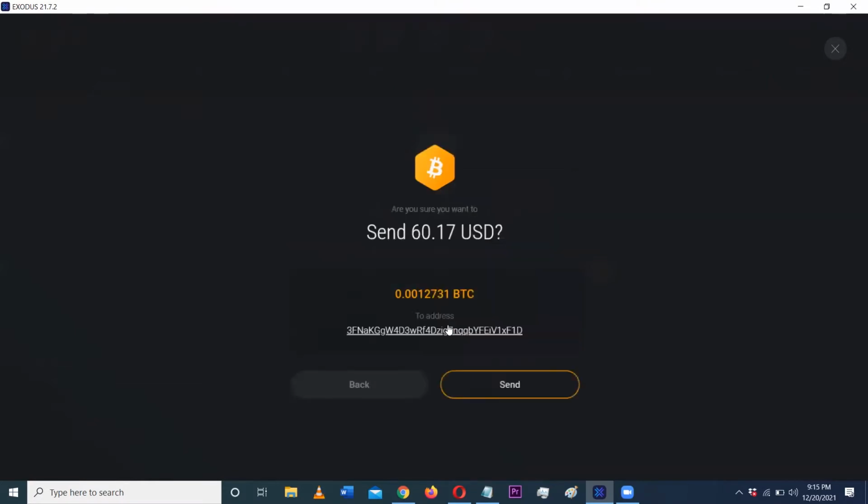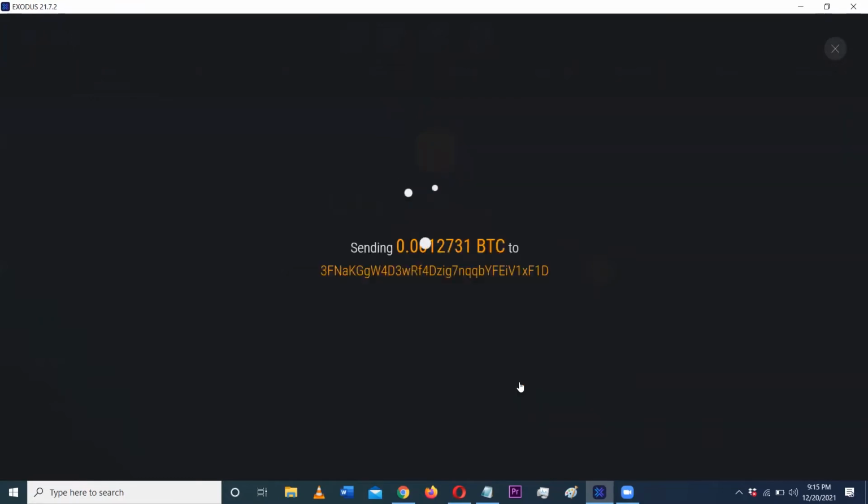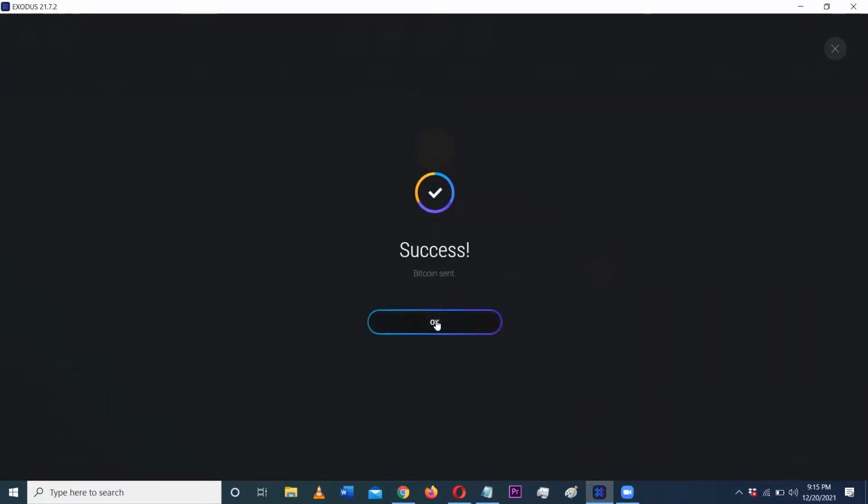Then I click on send. They will give me a pop-up asking, are you sure you want to send this amount of Bitcoin to this address? Yes, I'm sure. So I click on send. So it is sending. And I don't know if you guys heard that sound, but then it says success, Bitcoin has been sent. So Bitcoin has been sent from my Exodus wallet.